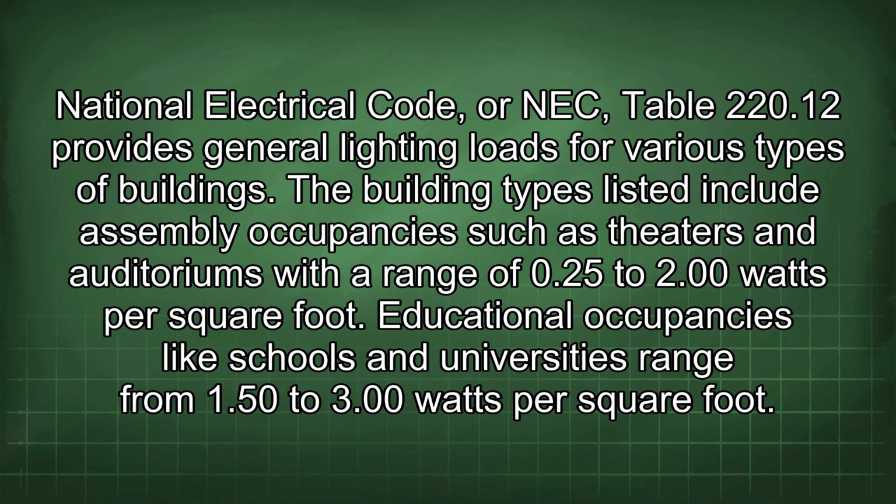National Electrical Code, or NEC, Table 220.12 provides general lighting loads for various types of buildings. The building types listed include assembly occupancies such as theatres and auditoriums with a range of 0.25 to 2.0 watts per square foot. Educational occupancies like schools and universities range from 1.50 to 3.0 watts per square foot.